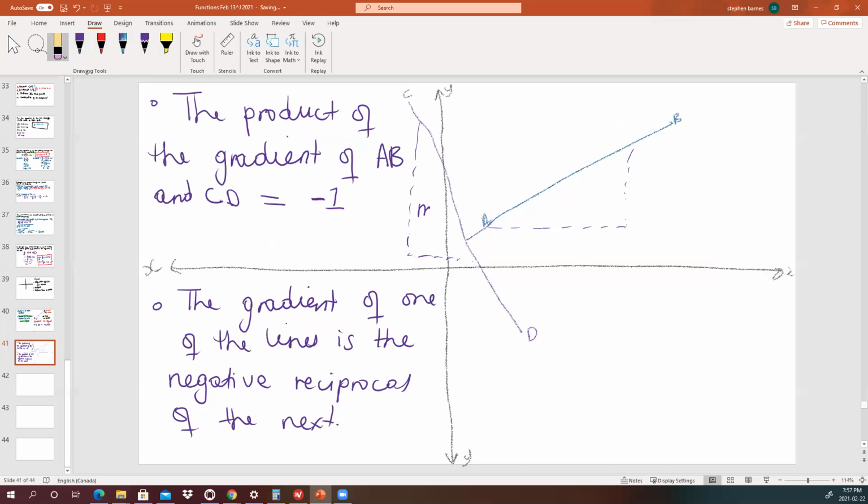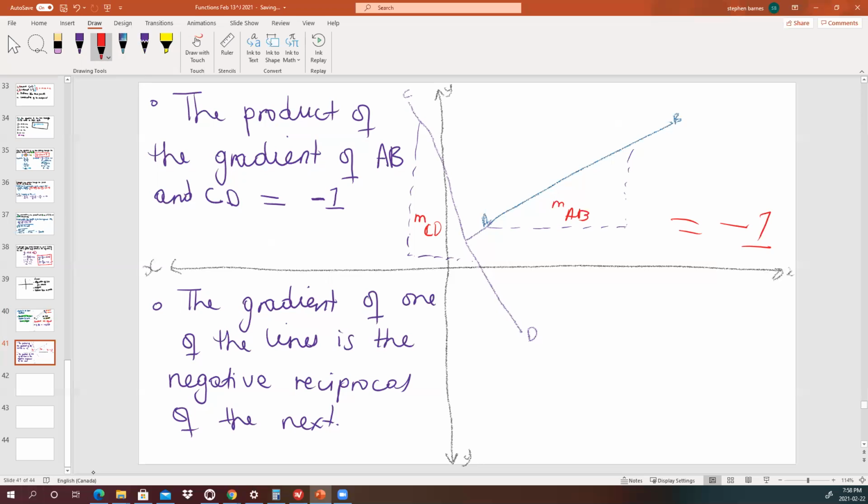I'm going to represent the gradient as m, properly as it ought to be represented, yes? So if you find the gradient m of CD, and over here you find the gradient of AB, and you multiply both of these together, the answer should be -1, right? And so that is the relationship, the product of their gradients. If you multiply the gradients together, you're going to get -1.